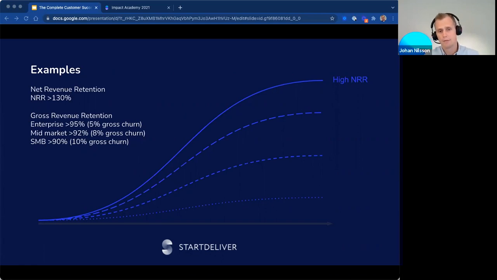What also impacts net revenue retention is, of course, churn. And churn, I think everybody's looking at churn, of course, if you're in customer success. And if you have a gross churn of 8%, that means that your customer will on average stay for 12 and a half years. So these numbers have quite big impact on your future revenue, which has a big impact on the valuation of the company.